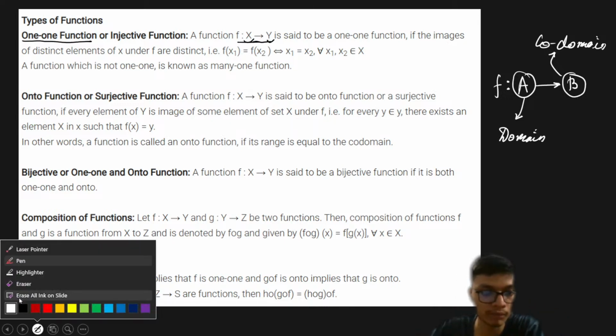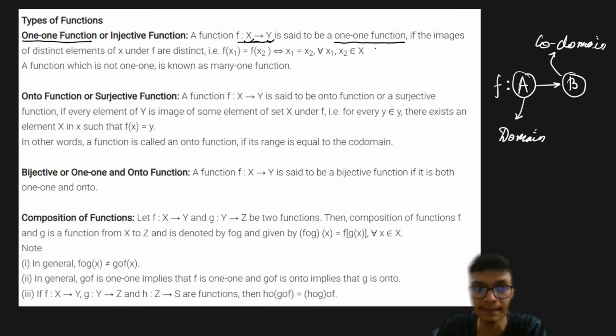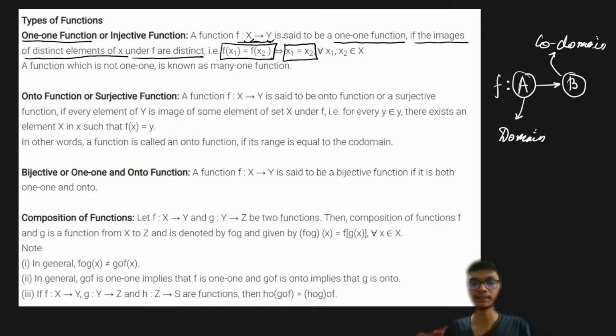Now for a function to be a one-one function, the images of distinct elements of X under f must be distinct. That is, f(x1) equals f(x2) if and only if x1 equals x2. The value of the function at x1 and x2 is the same only if the given inputs x1 and x2 are the same. That means all the images for distinct elements in X will be distinct. That is called a one-one function. A function which is not one-one is known as a many-one function. This is about the type of map depending on the type of input given in the domain.